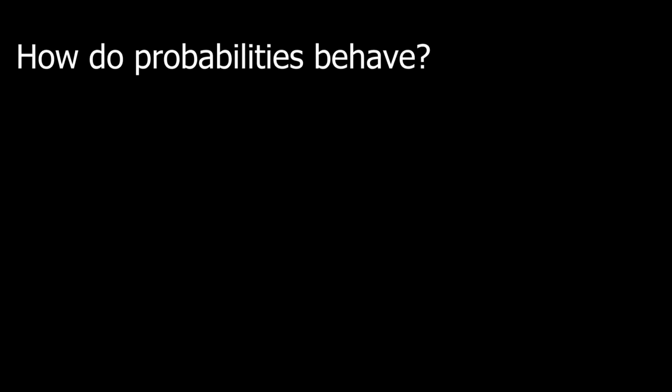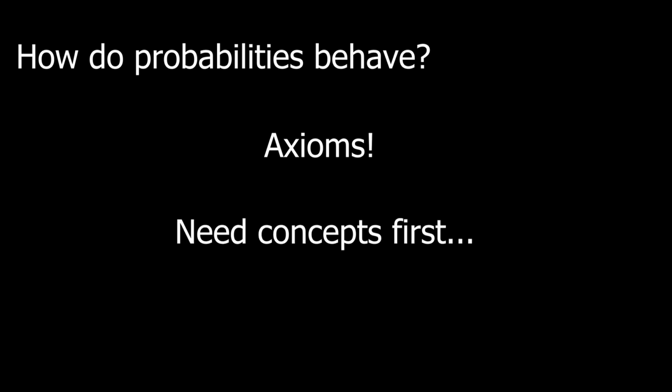How do probabilities behave? To properly formulate this in the probability axioms, we need to introduce some concepts first. Firstly, the sample space. A sample space is the set of all outcomes for some experiment, usually denoted omega. So an element in a sample space is called an outcome.